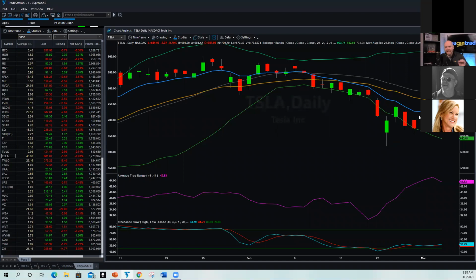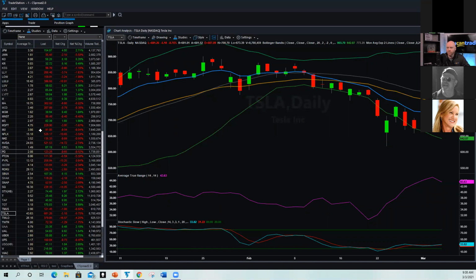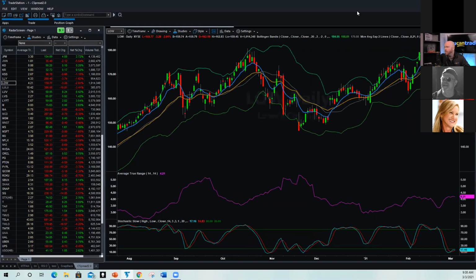Okay, so in theory, no guarantees, but in theory, as this begins to push over the 8 EMA, it potentially gives us a setup. Okay, let's take a look at what was the other one. Lowe's was the other one here. Okay, so Lowe's is another one, and this got real close.